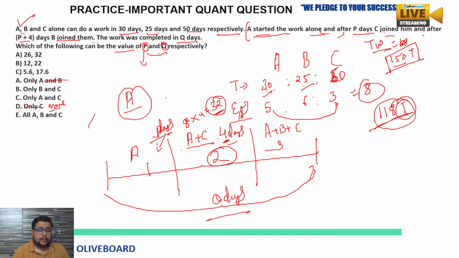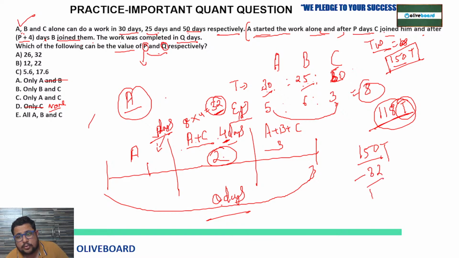Are you getting my point, everyone? 118 cups of tea, total 150. So in second part, how much finished? 32 cups of tea. So 150 minus 32, 118 cups of tea are there. Now this 118 will be finished by first plus third part. First plus third part. Remember that.